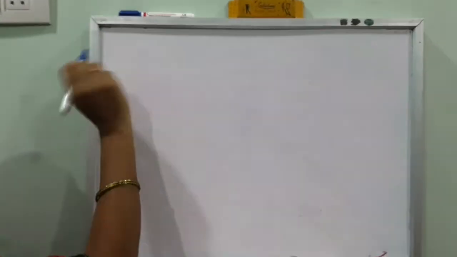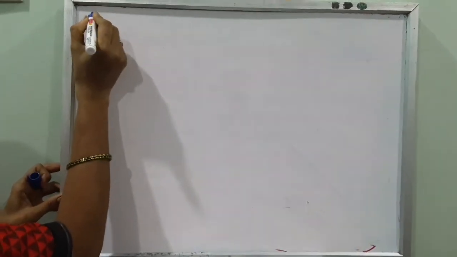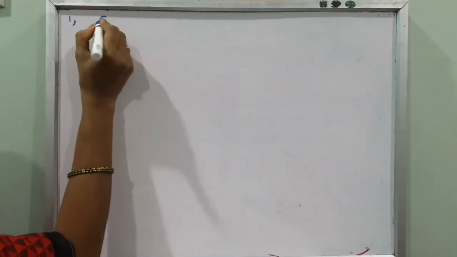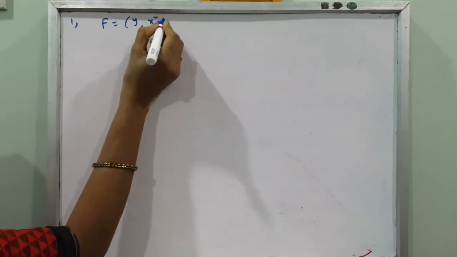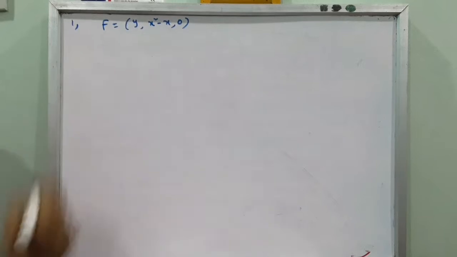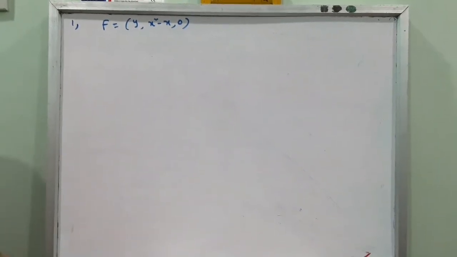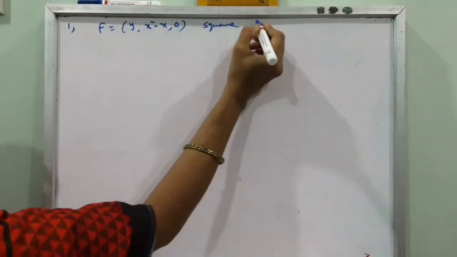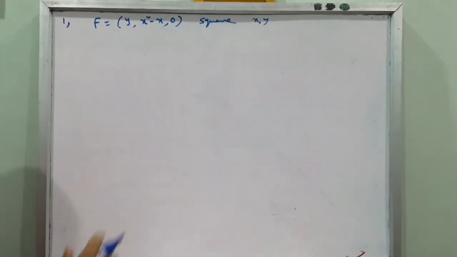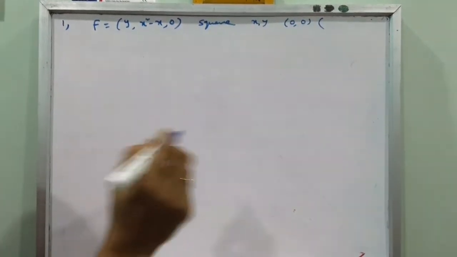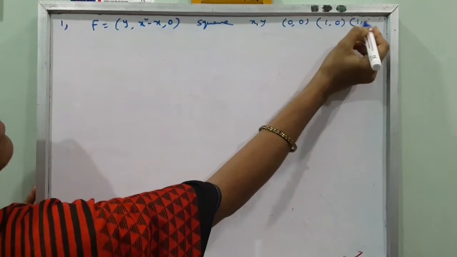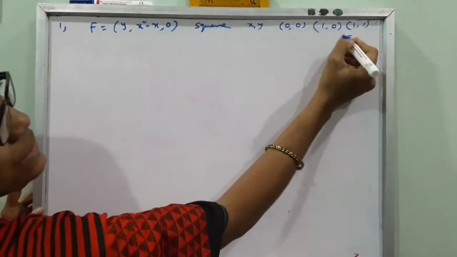Today we will discuss conservative vector fields. Example on conservative vector field. For example, if the vector field F is equal to (y, x² − x, 0), around the square in the xy plane, the vertices of the square are (0,0), (1,0), (1,1) and (0,1).